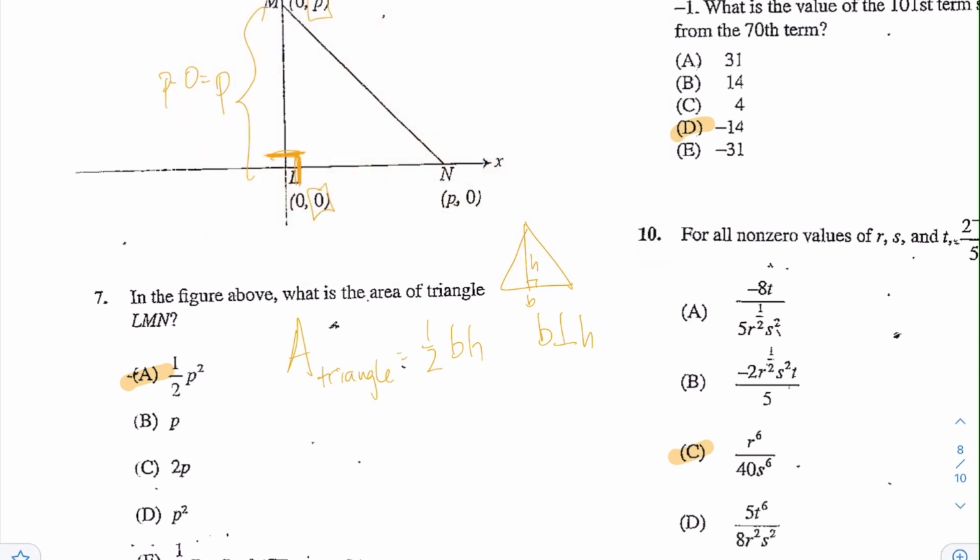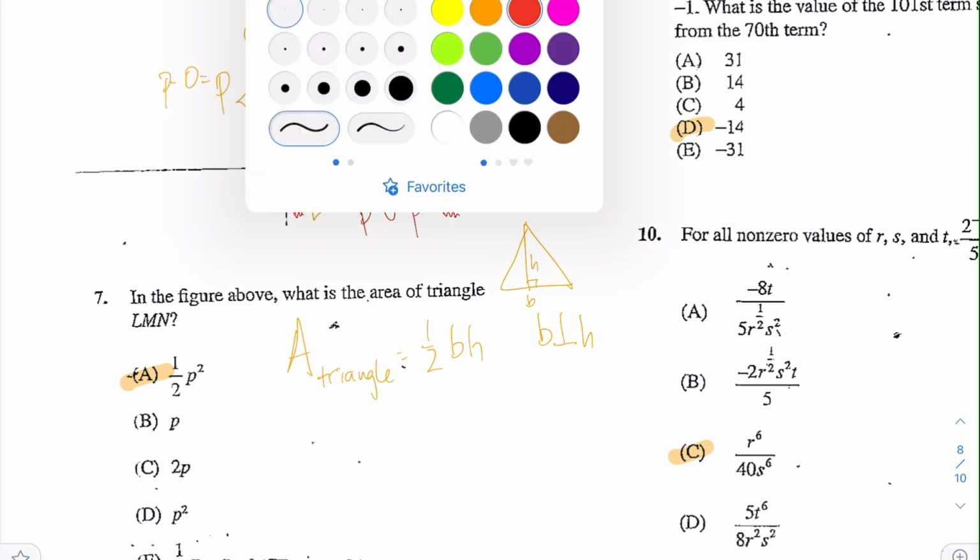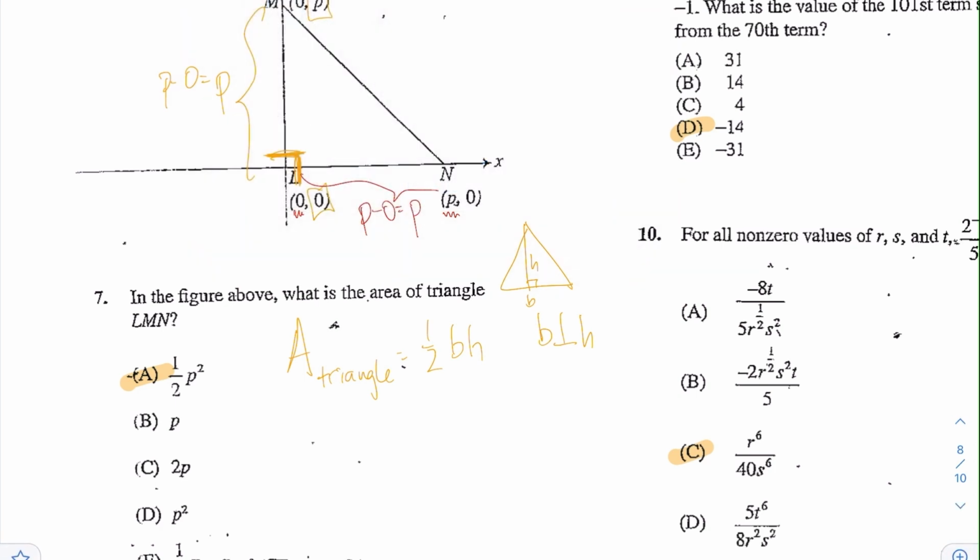Now for LN, you have to look at the change in x, which is from 0 to P. So here P minus 0 is also P. So the base is going to be P. The height is also going to be P. So the area is going to be 1/2 base times height, or 1/2 P times P, which is 1/2 of P squared. And that's choice A.